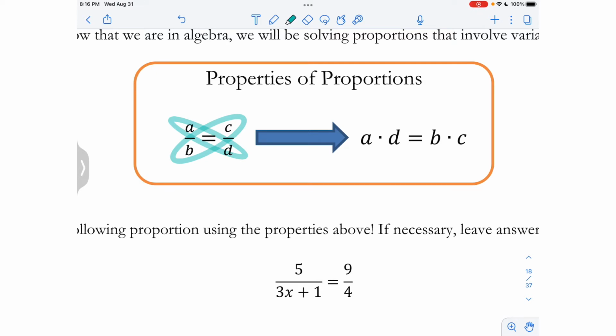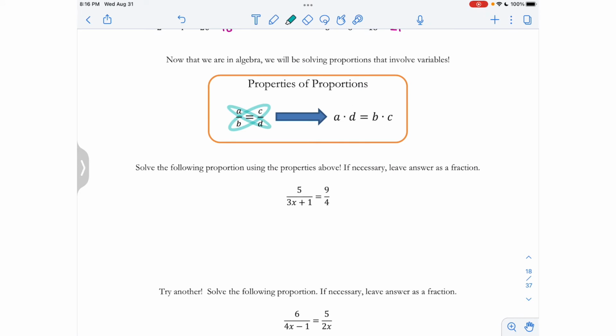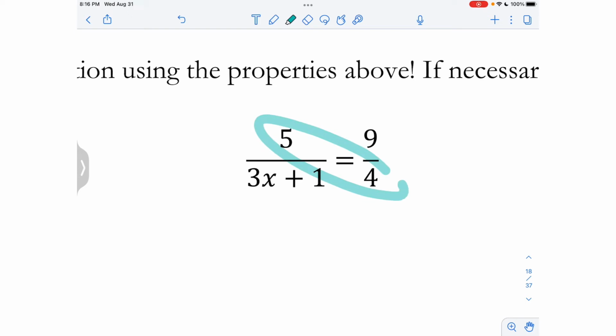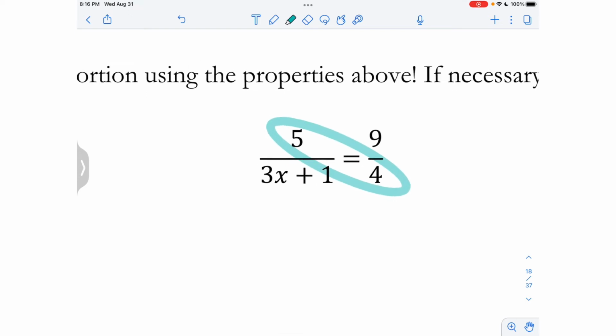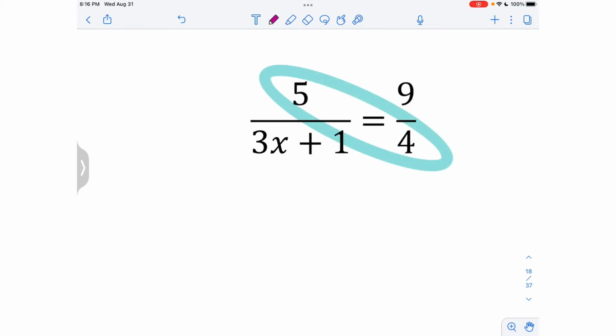Some schools call this the butterfly. I just call it cross multiplying. So let's do 2 examples together, and then you'll try some on your own. Example 1. You can cross multiply either way. It doesn't matter which diagonals you start with, but I'm going to start with 5 times 4 because it's pretty easy to do. 5 times 4 is 20.